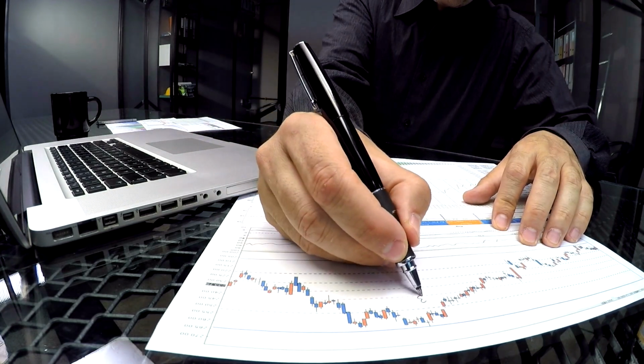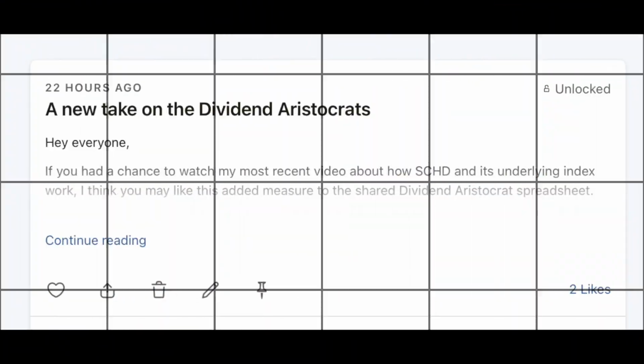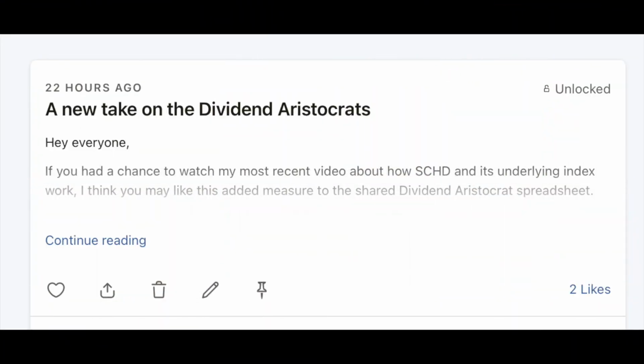The results have already been shared with my Patreon community. If you're a member, you can access the shared Dividend Aristocrats spreadsheet that includes a new tab labeled SCHD Score. On this tab, you will find the results. Additionally, the composite score has been added to the lead tab of this document that includes all the other metrics I already track in this file.